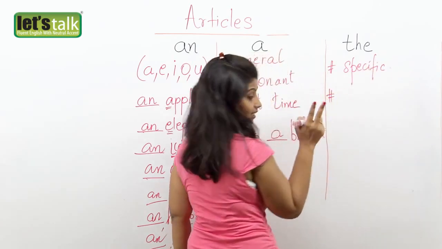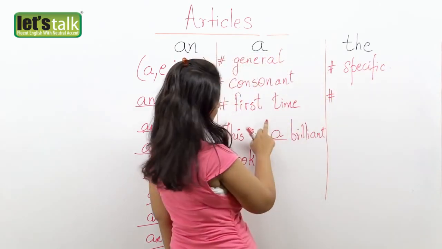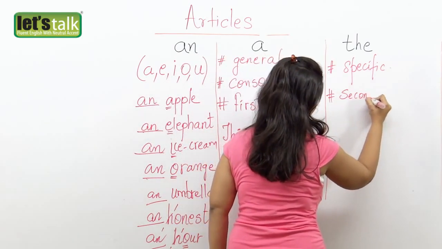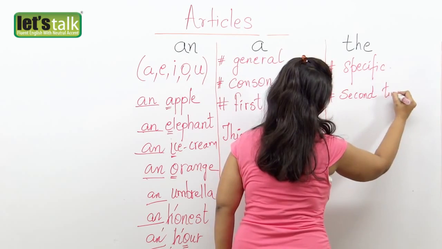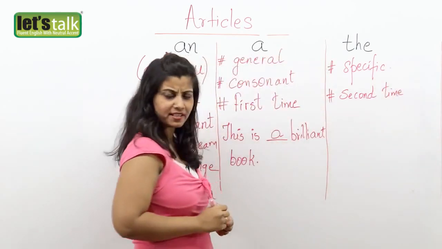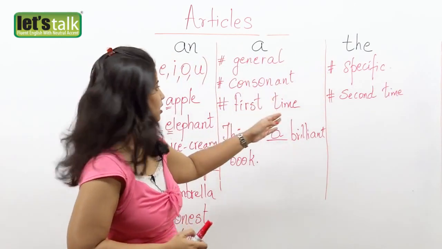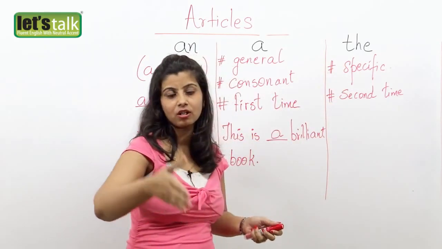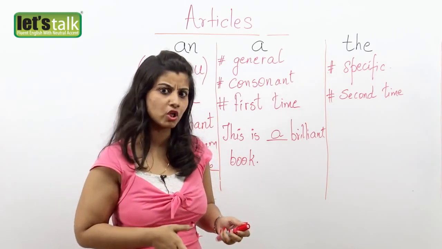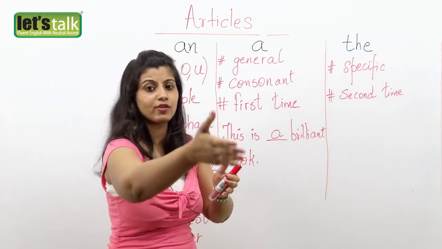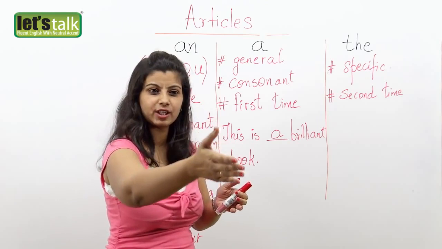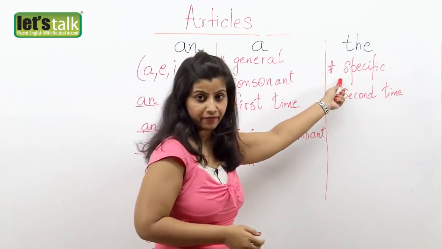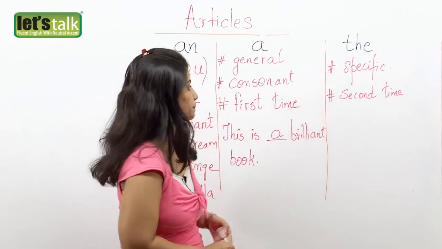And the second important point to remember is the opposite of this. Whenever you are talking about something for the second time. Okay, it's very simple to remember a and the. You are talking about something in specific. The girl looks beautiful. Which girl? I'm obviously going to point out a particular girl and tell you the girl is looking beautiful. Okay, so specific, I am being specific.